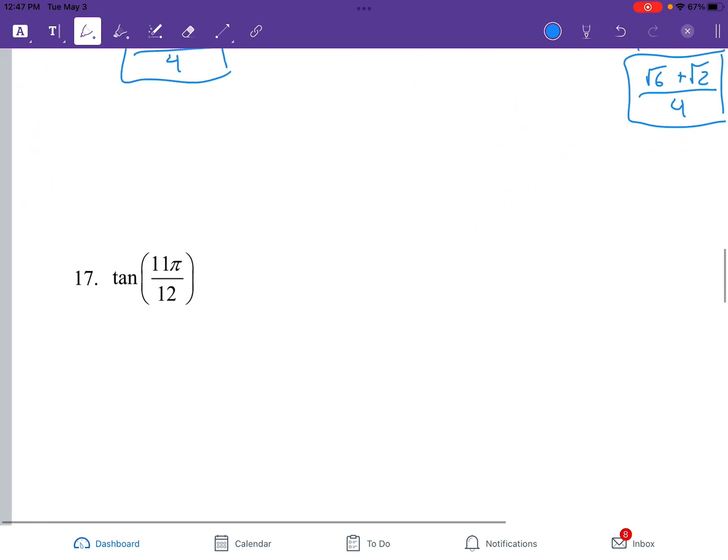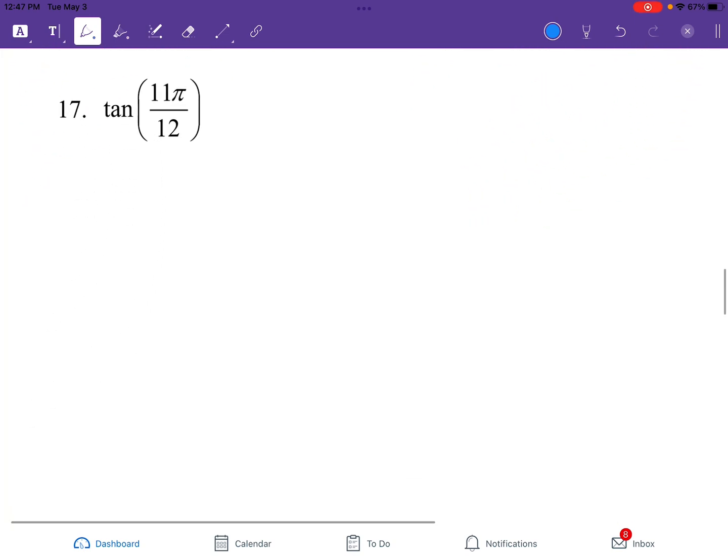Next, our favorite, tangent sum and difference. Let's go. So we've got to find two numbers that add up to be 11 over 12, but can be reduced with 12. So let's see. 5 and 6 won't work. 7 and 4 won't work. 8 and 3 would work. 8 pi over 12 plus 3 pi over 12.